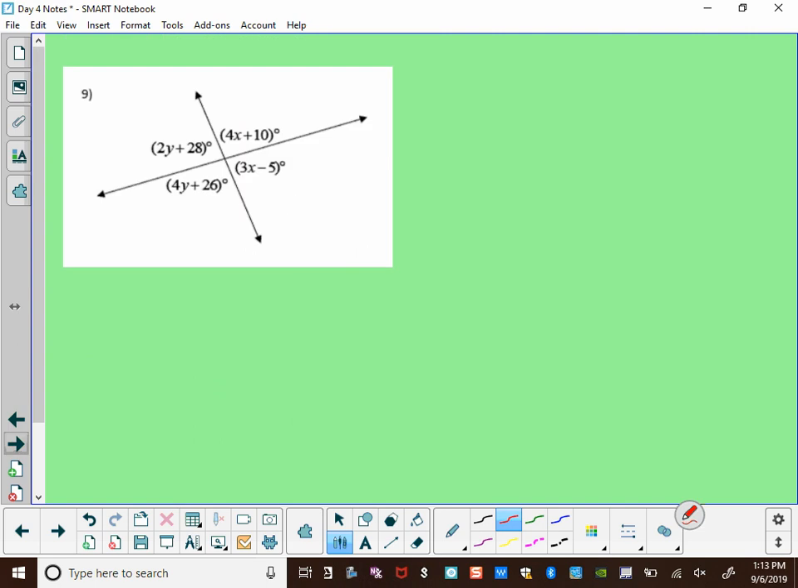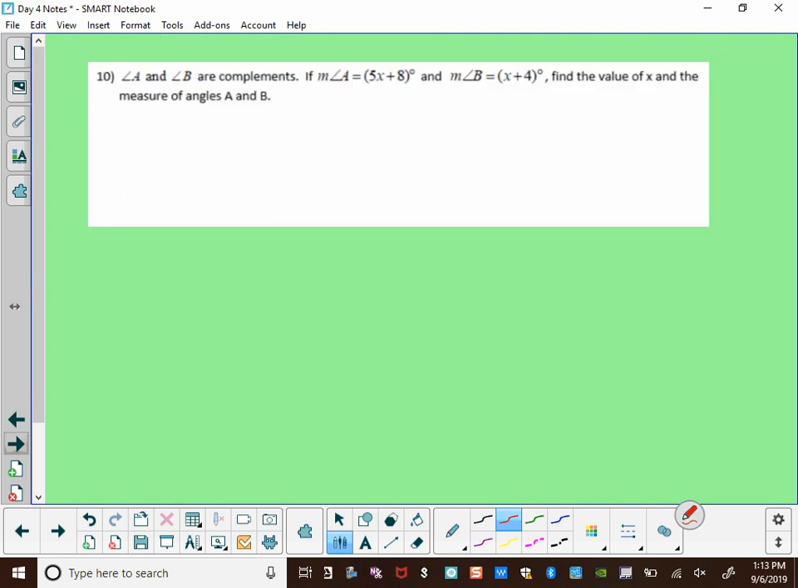I'm going to skip this one for the sake of time. Look at number 10. It says the measures A and B are complements. What does this mean? Two angles that add up to what? 90 degrees. Do we see why we need to know what those words mean? They don't always tell you what it's going to be. If you know that complementary means 90 degrees, then you're good.